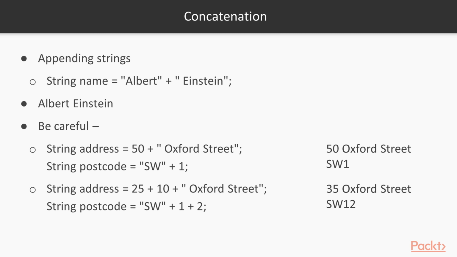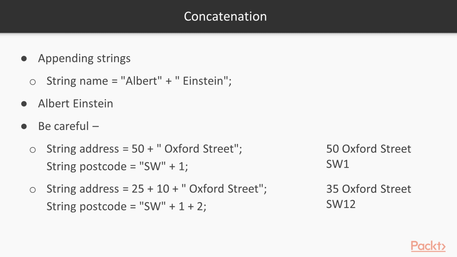The expressions are evaluated from left to right, because the plus operator is left associative. So the number 25 and 10 are added together to result in 35, and then coerced to a string object and concatenated to the text. So the result will be 35 Oxford Street.